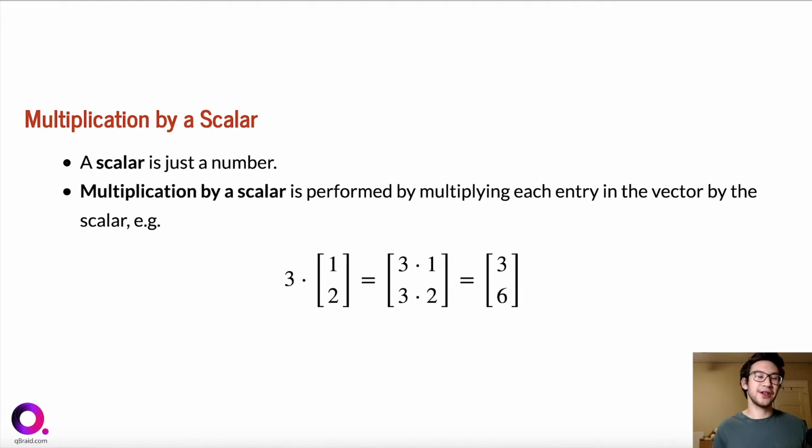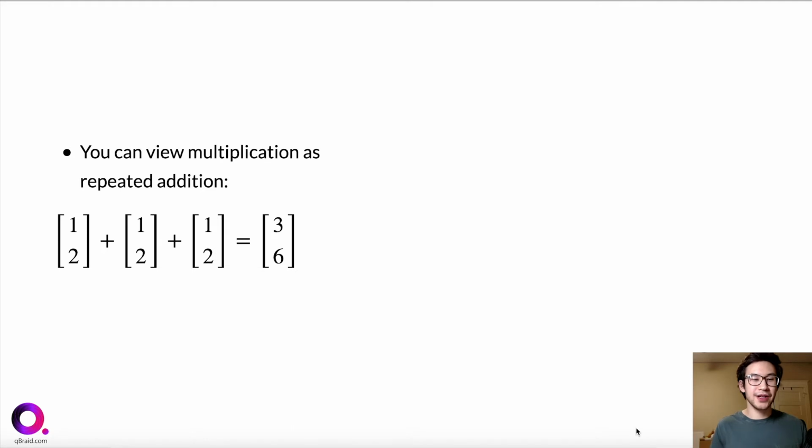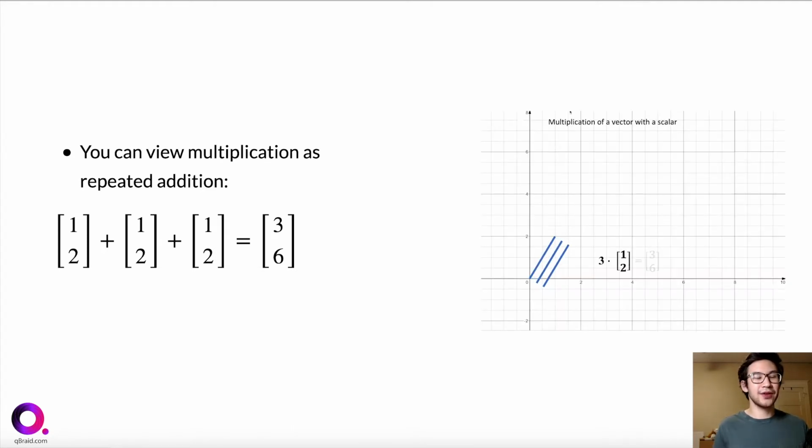Now, to see that this definition is very natural, consider that you can view multiplication as a repeated addition. So if we are adding 3 times the vector 1, 2 to itself, what we obtain is the vector 3, 6, which is exactly the result of doing a scalar multiplication of 3 with the vector 1, 2.